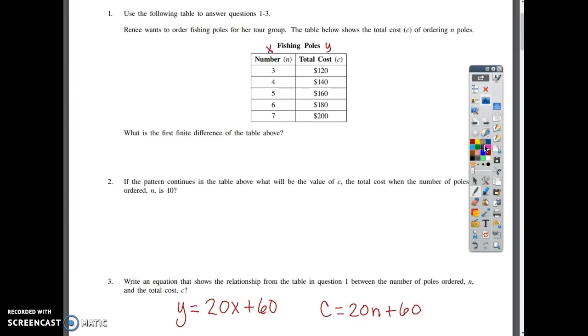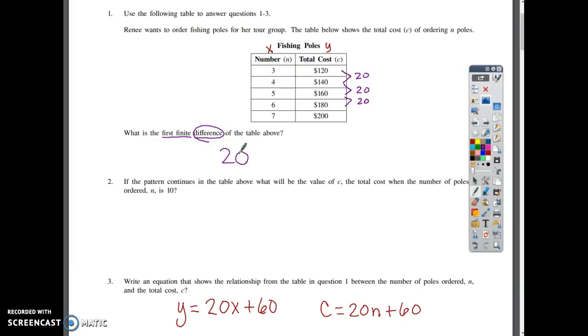Now, this question right here where it says, what is the first finite difference? They're really talking about the slope. Okay, but let me show you. They're talking about from here to here, how much did it change? From here to here, how much did it change? That is the first finite difference. So right here, we're going to put 20. If you see those words on the test, that's what they're talking about. Just tell me how much the y is changing by.